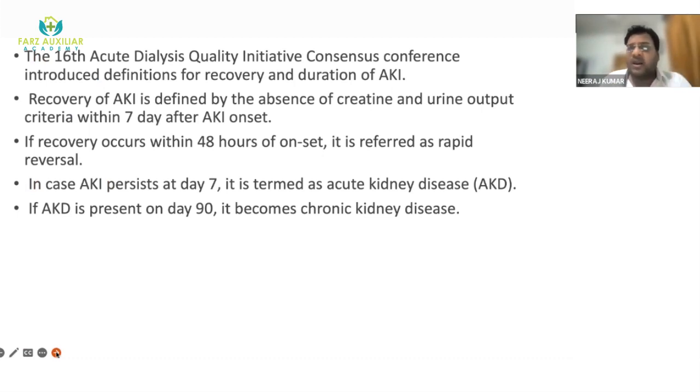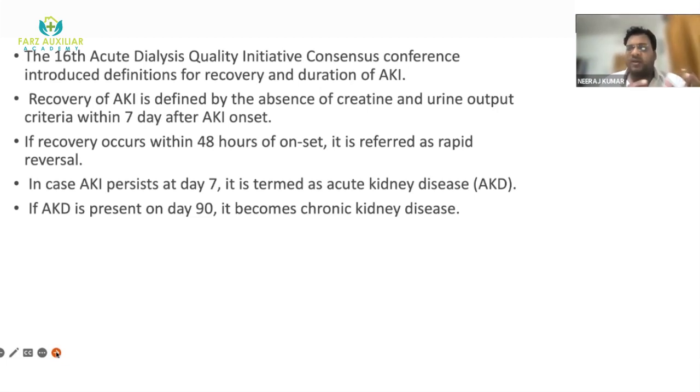What do you mean by recovery of AKI? How will you say that your patient has recovered from AKI? It should be based on the absence of creatinine and urine output criteria within 7 days after AKI onset. So if the creatinine or the urine output returns to the normal range within 7 days after AKI onset, you can label it as recovery of AKI. And if recovery occurs within 48 hours of the onset, it is referred to as rapid reversal.